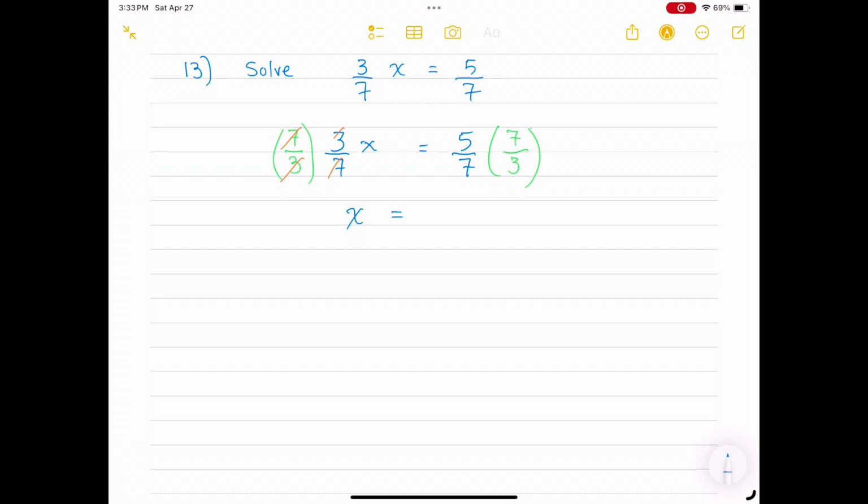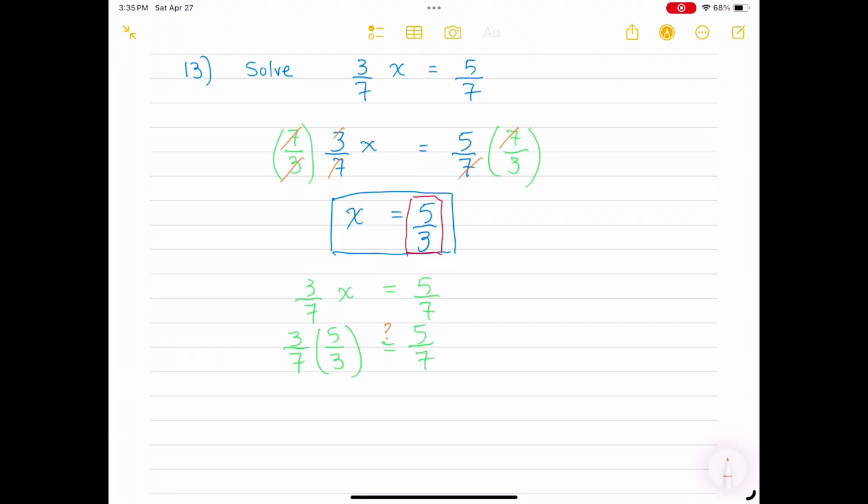On the left-hand side, the reciprocals cancel out to leave 1 times x, or x by itself. And on the right-hand side of the equation, the 7 from the numerator cancels with the 7 in the denominator, leaving 5/3. So x equals 5/3, and I double check that answer, plug in 5/3 into the original equation, and substitute for x. So 3/7 times x, or 5/3, does that equal 5/7?